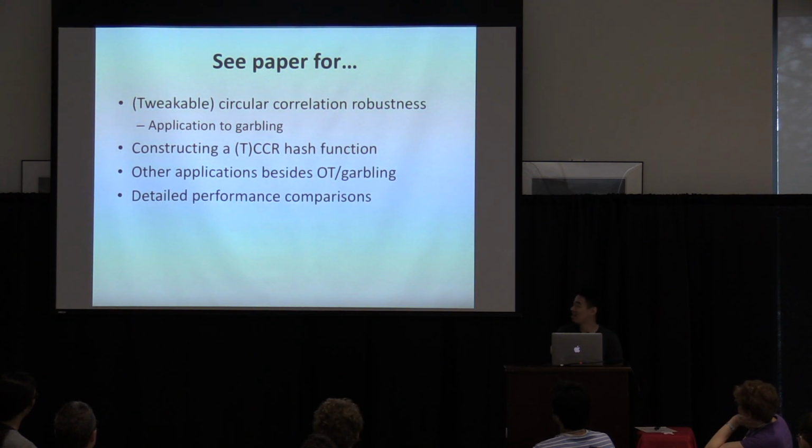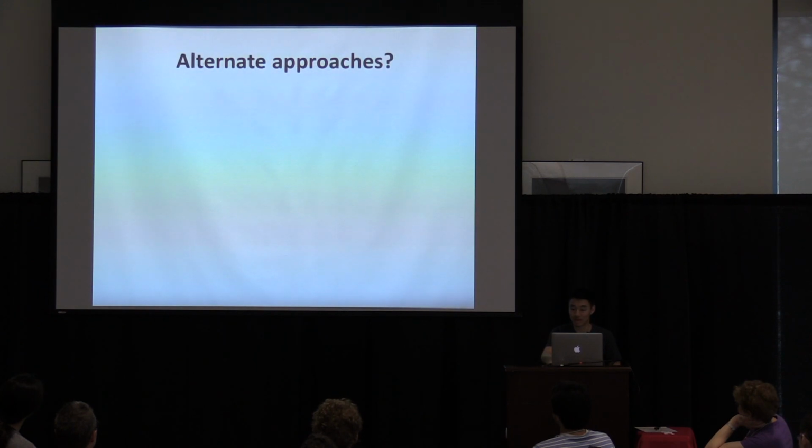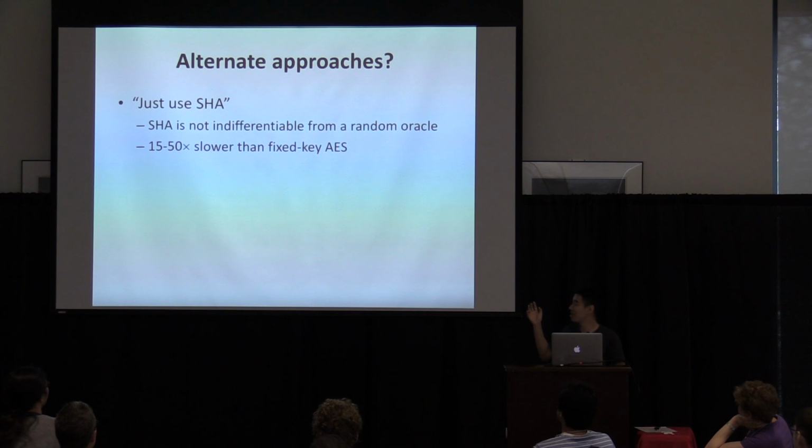You can check them in our paper. But actually I have this slide. Let's say, what about just using SHA? As I showed in the previous table, that actually leads to a very high performance slowdown.